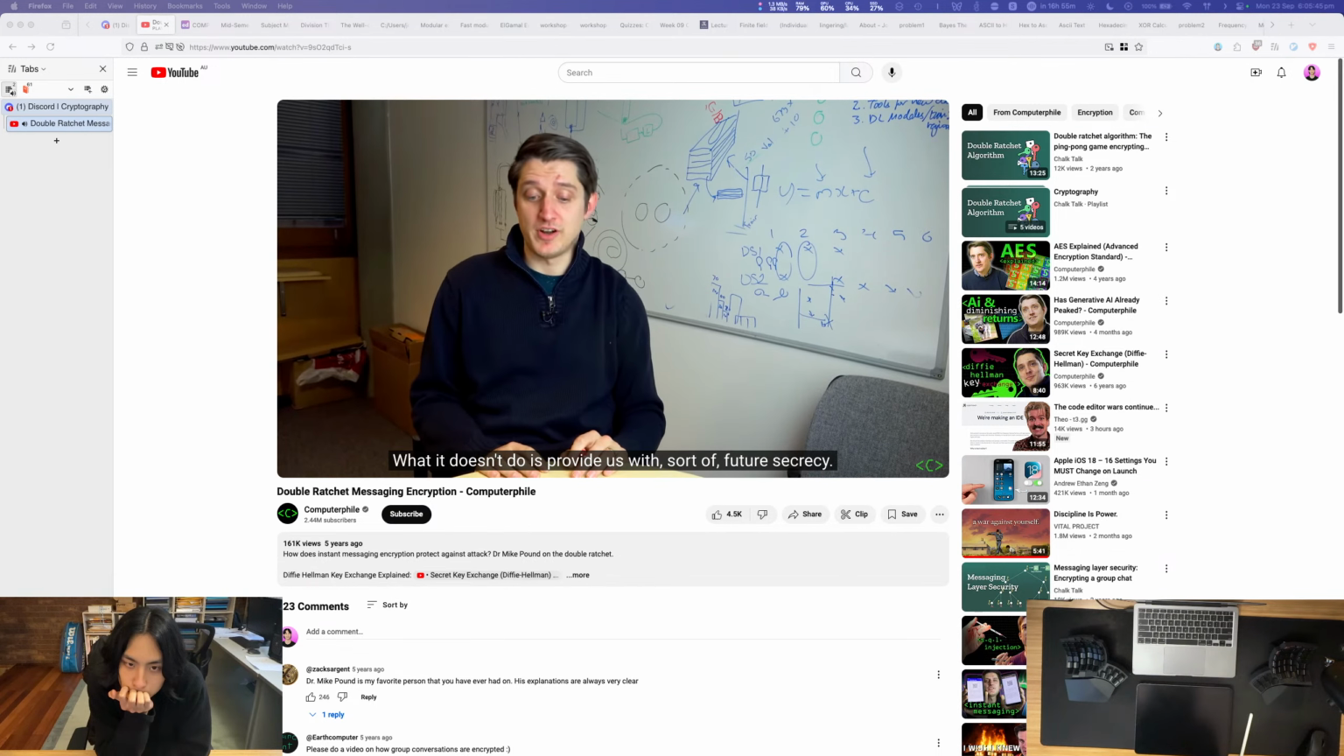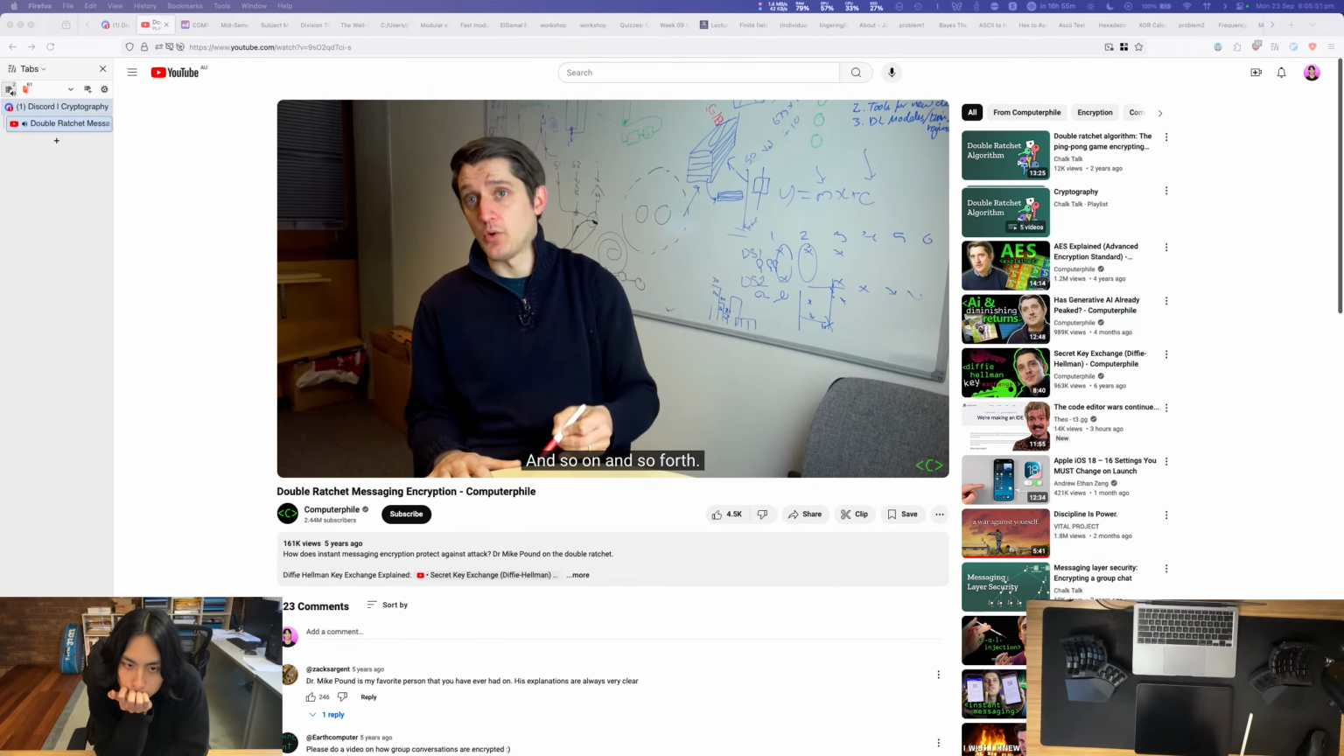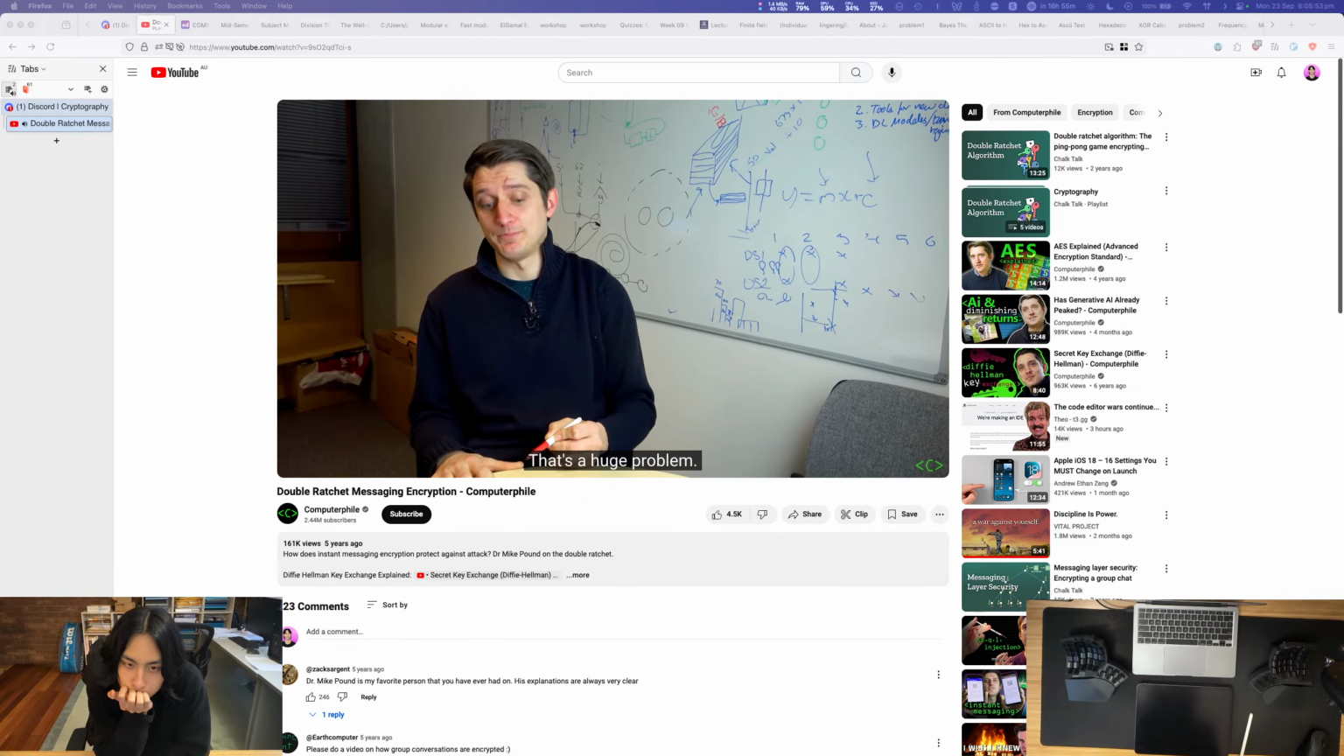What it doesn't do is provide us with future secrecy. So if I break this key, I can use this KDF to produce this key and this key, and so on and so forth. That's a huge problem. So how do we fix that?